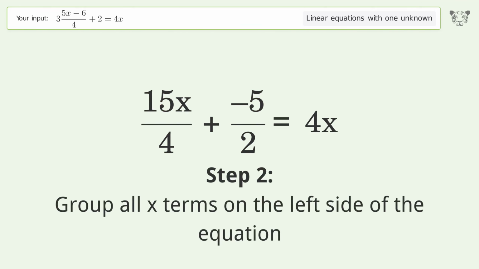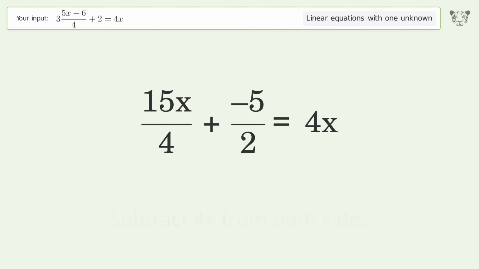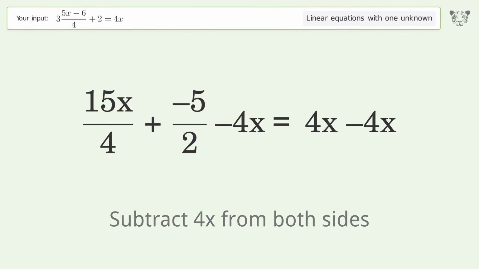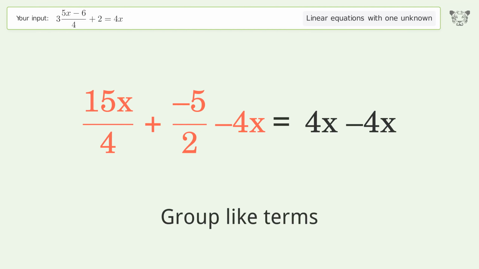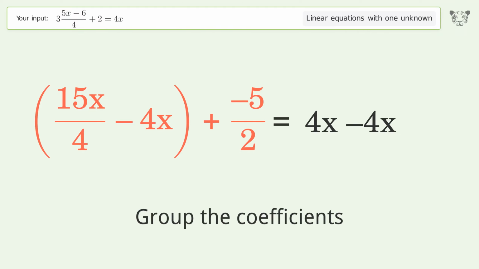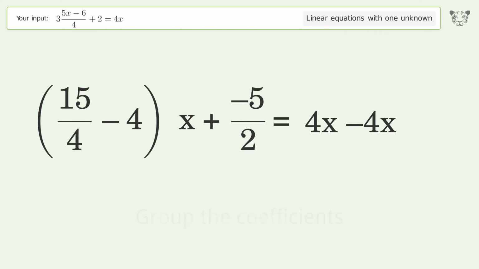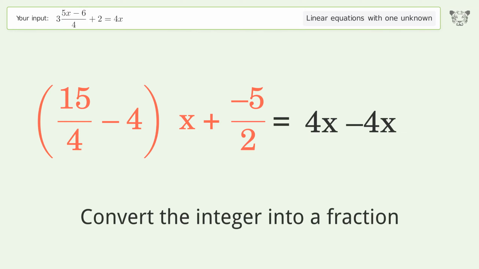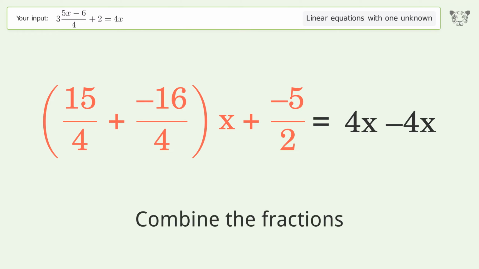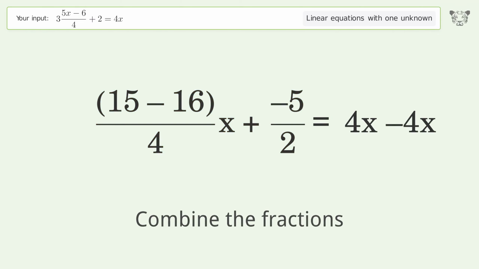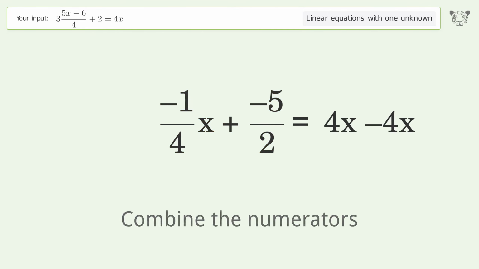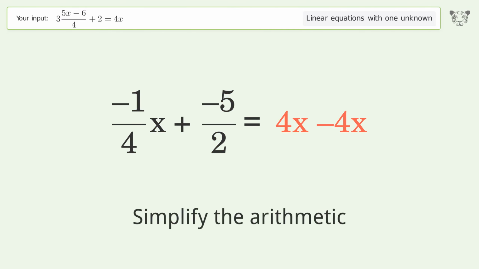Group all x terms on the left side of the equation. Subtract 4x from both sides. Group like terms. Group the coefficients. Convert the integer into a fraction. Combine the fractions. Combine the numerators. Simplify the arithmetic.